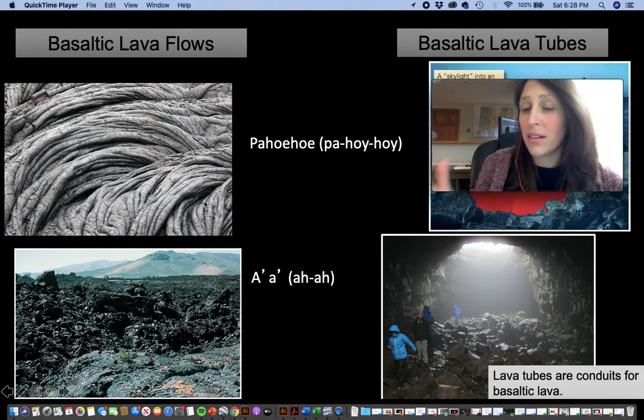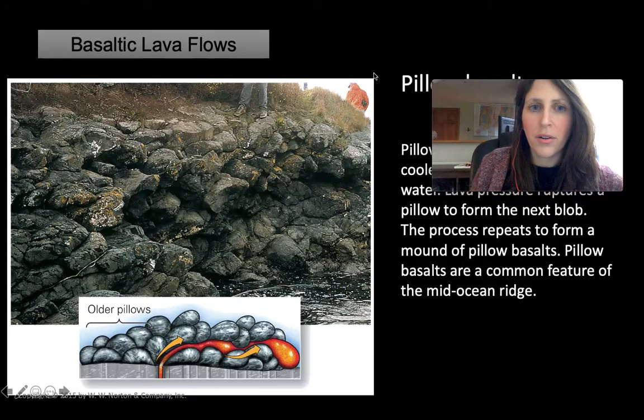Okay, so again, lava flows are going to be mostly associated with basaltic lava because the other two types are not going to generally flow in nature. You will get a little bit of a flow, but not much. Okay, so again, with our pillow basalts, we all know what pillow basalts are, right?